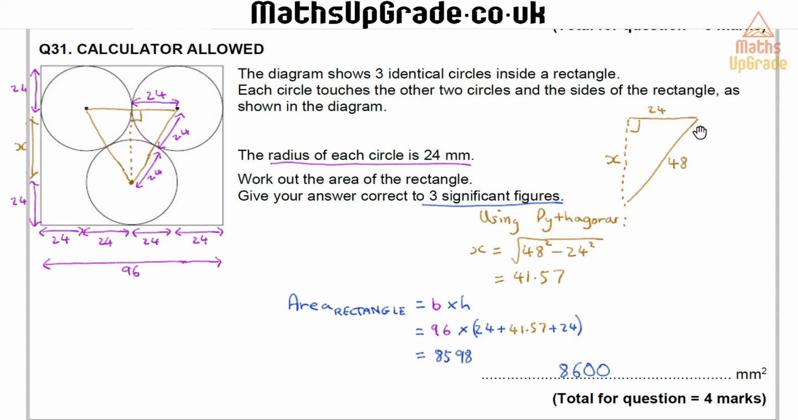I end up with 48 as the hypotenuse, and one of the short sides would be 24. But I don't know the perpendicular height of that triangle. If I can find that perpendicular height, then I can find the area of this entire rectangle, because I know the other length here.